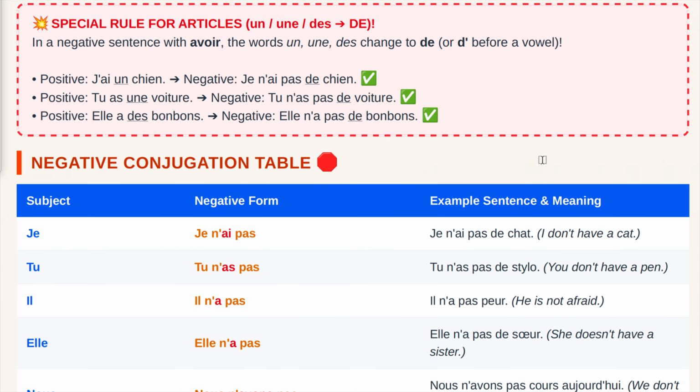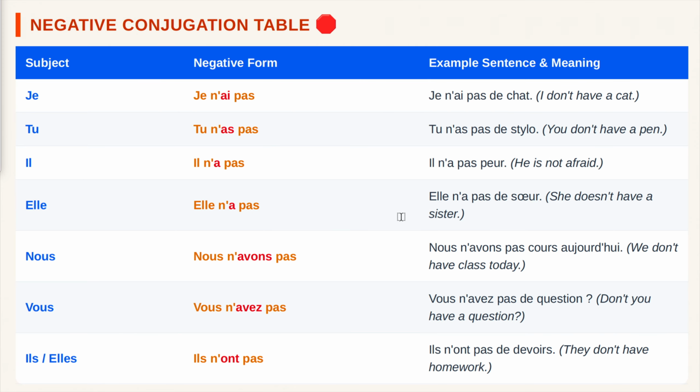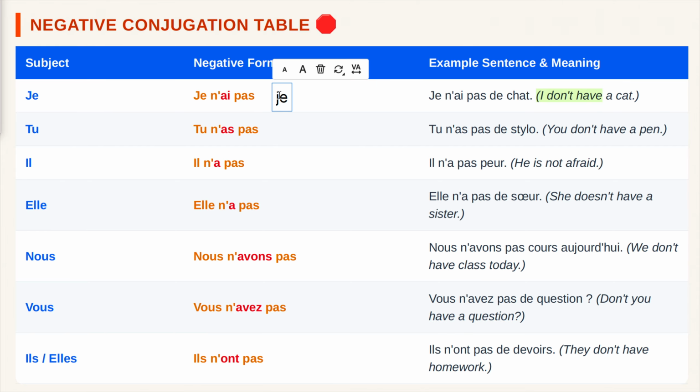So this is the negative conjugation table. You can take a screenshot, or write it down in your notes wherever you want. If you want to say "I don't have", it obviously was like je ai, right? But as I told you, in the negative sandwich rule you have to add ne before ai and pas after ai. So how will it be written?